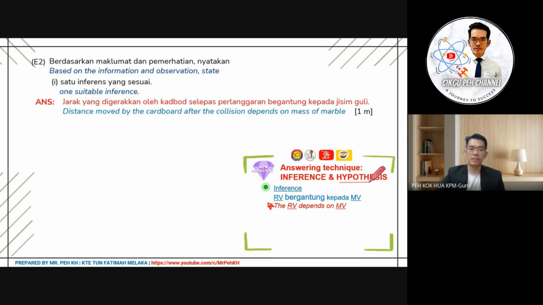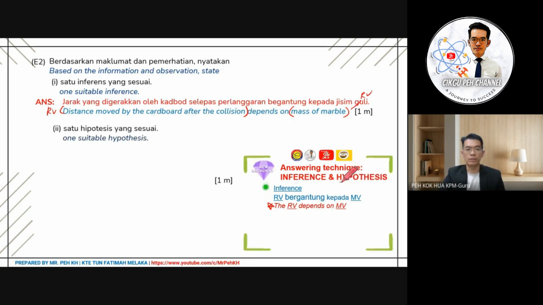So the reference answer will be this: distance moved by the cardboard after collection. This is the RV. It depends on the mass of marbles, which is the MV. Okay, so this is the way we answer an inference question.